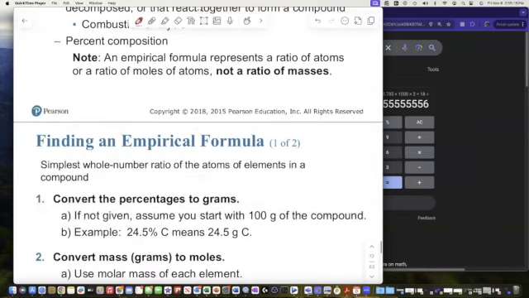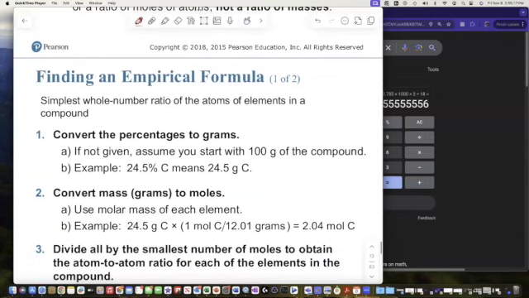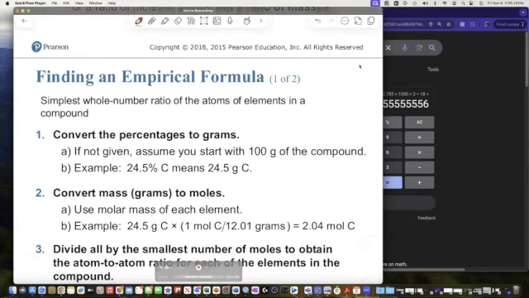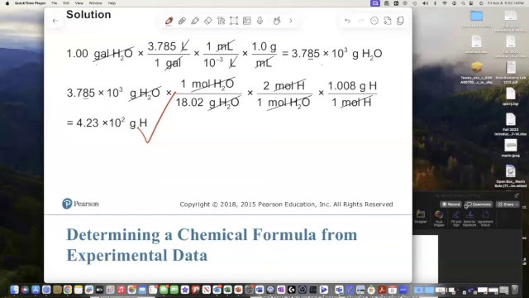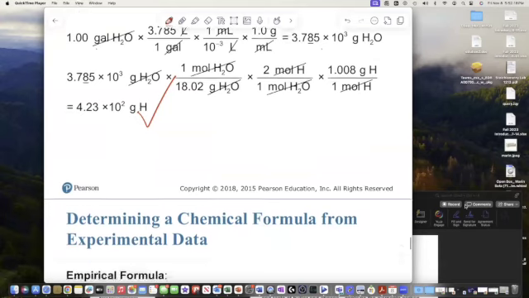The next part here is looking at empirical formula. In the empirical formula, give me just a second. Let me go ahead and pause this for a moment. Okay, we're going to pick up where we left off.